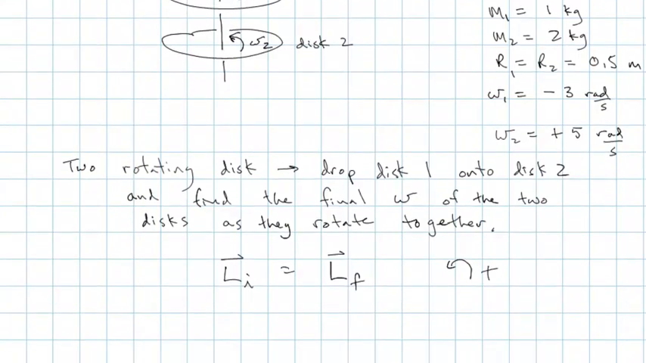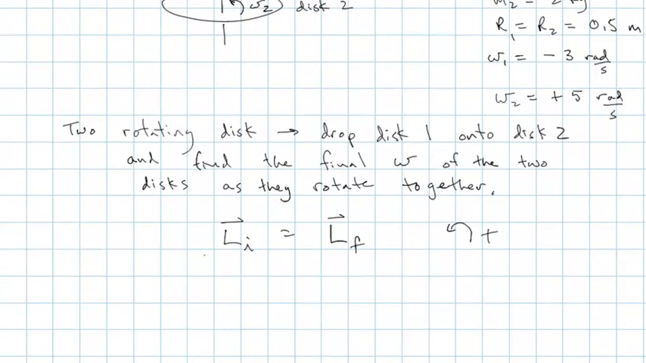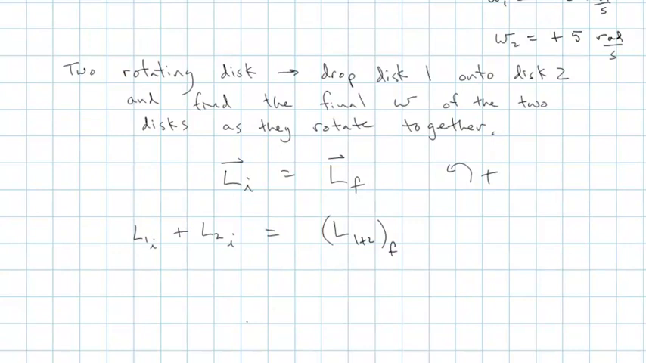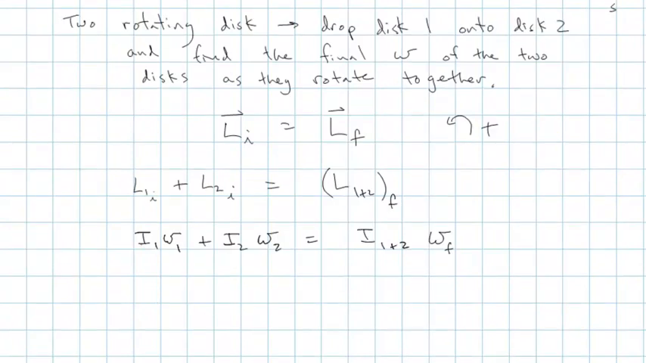What is L? It's I omega. So initially we have L1 initial plus L2 initial. At the end they're stuck together. For a solid disk, I is 1/2 mr squared.